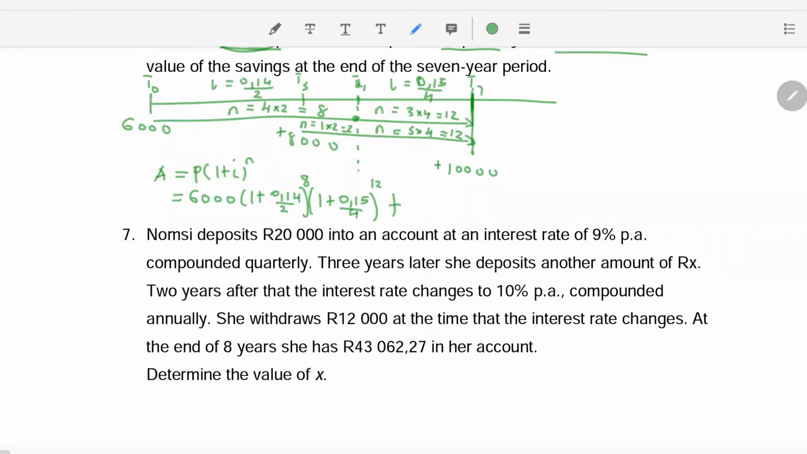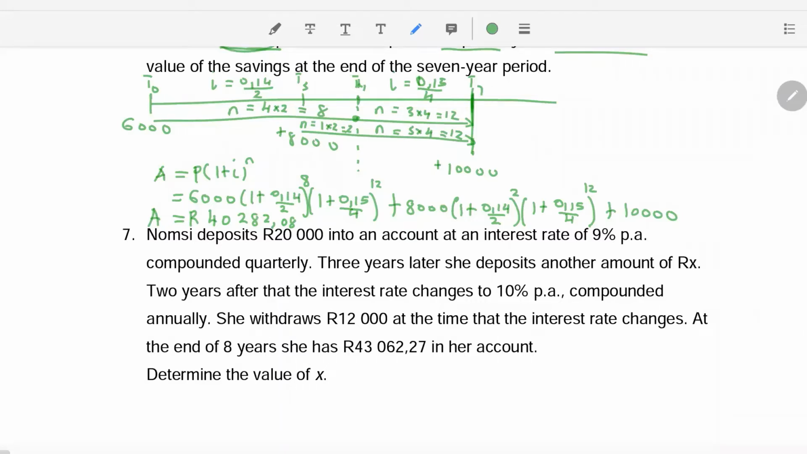Then plus, because the 8,000 was added into the account, 8,000, which earns interest of 14% compounded semi-annually for 2 half years, and then it earns interest of 15% compounded quarterly for the next 12 quarters, and of course plus the 10,000. So we compute all of this, and finally would have a total value of 40,282.08. So this is how much will be in the account at the end of the 7-year period.